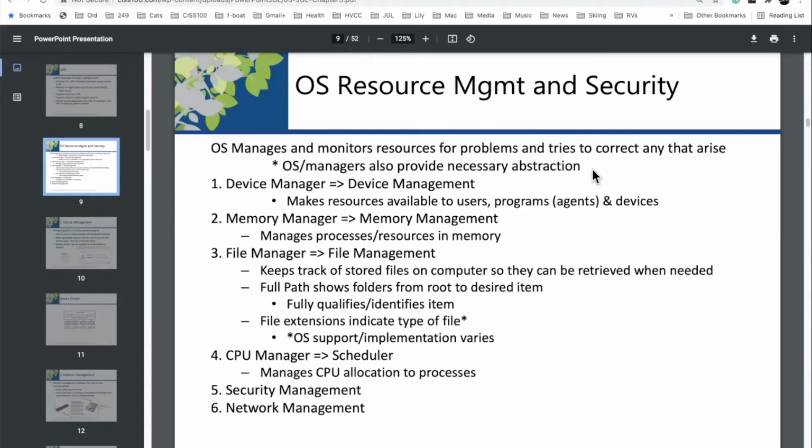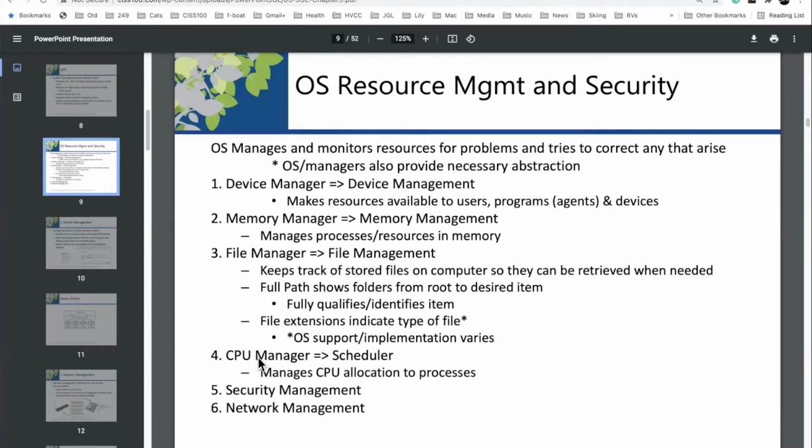Again, think about the file system, right? We don't interact with the physical device, seeing where our files are actually fragmented across the system. We see them as the logical file construct. So yesterday we did cover the device manager, the memory manager, and the file manager.